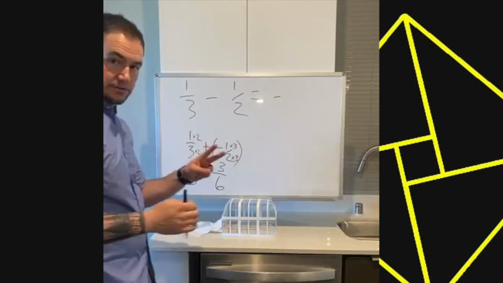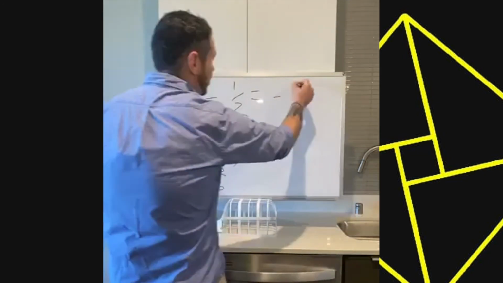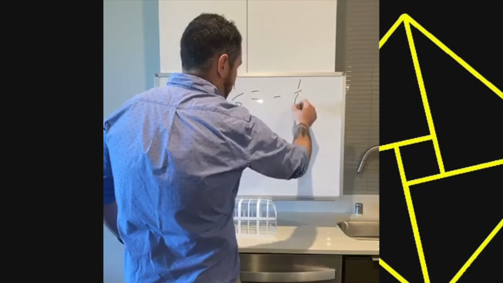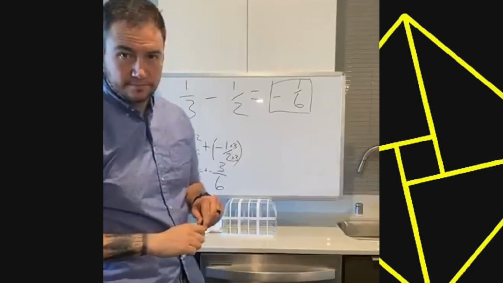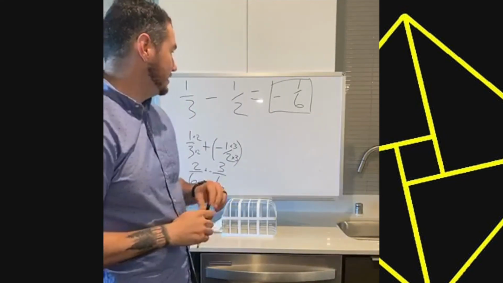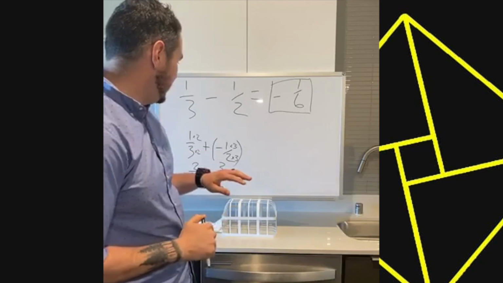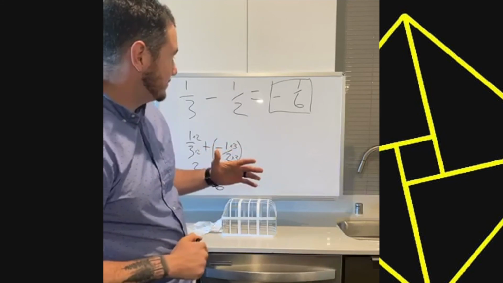So if I have 2 and I take away 3, it gives me 1, but it gives me a negative 1. Negative 1/6. Alright? I hope you guys followed that, got something out of it. Should make some pretty good sense as far as that goes.